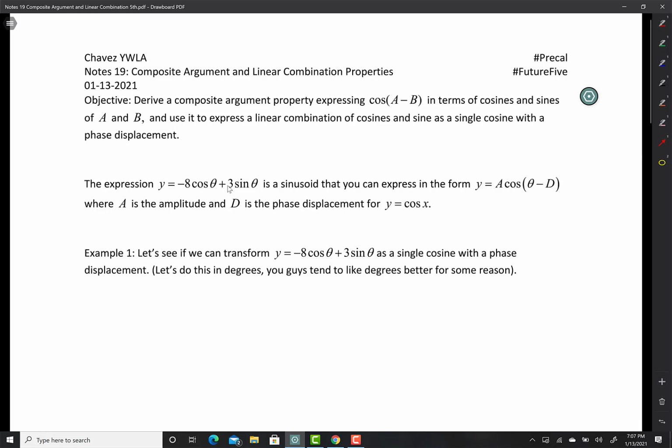It could also be done with a sine, because cosine and sine are out of phase by 90 degrees, right? So you could replace it with a sine. It would just take a little bit more calculation on your part. You just have to make everything out of phase by 90. But you can turn this linear combination of cosine and sine into one single cosine with a phase displacement relatively easy. And I wanted to show you guys real quick.